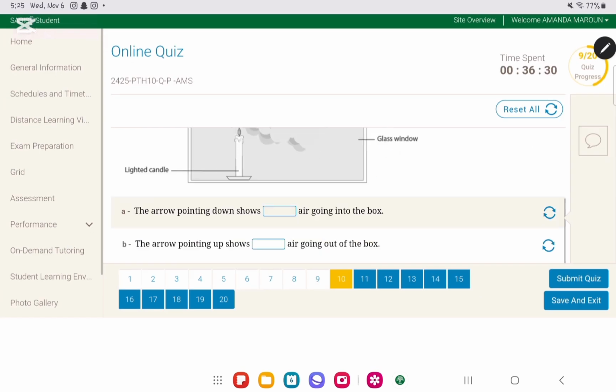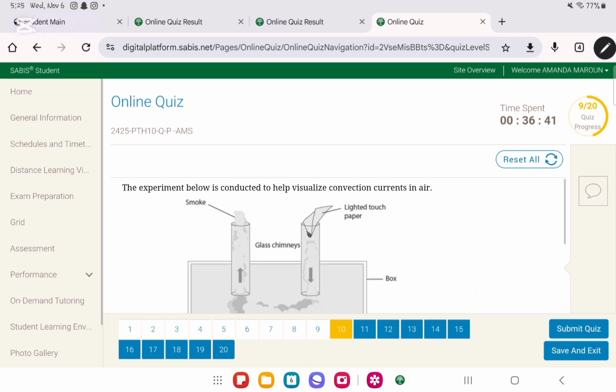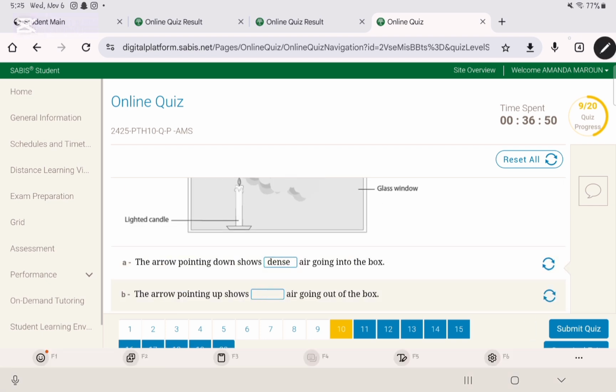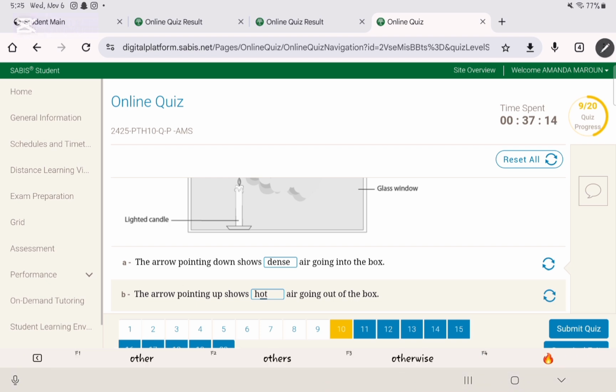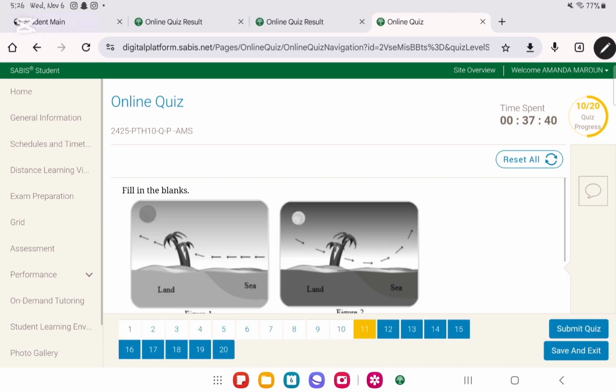So to simplify, the arrow pointing down shows cold air going into the box, or dense. I'm going to say dense for this one. And then the arrow pointing up shows less dense air, or hot air, going out of the box. I'm going to put one as dense and the other one as hot to show you that both are correct. So remember, less dense means hot, more dense means cold. Now we proceed to question number 11.